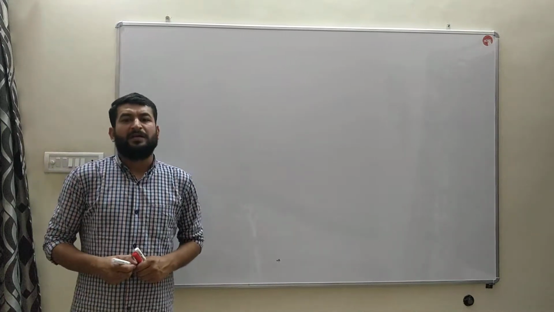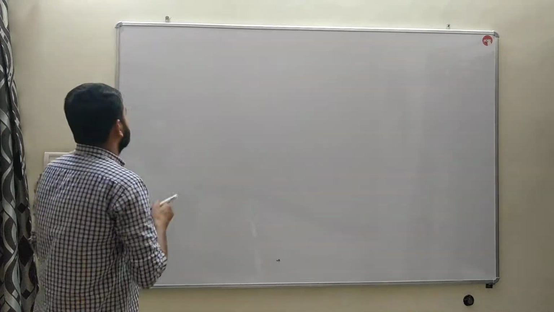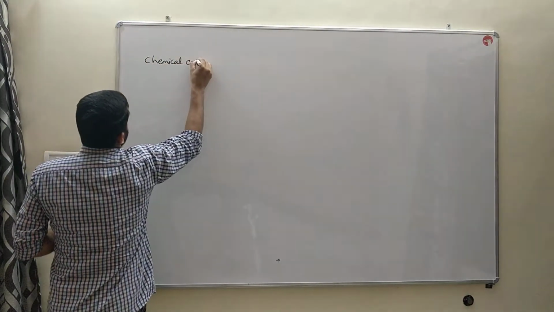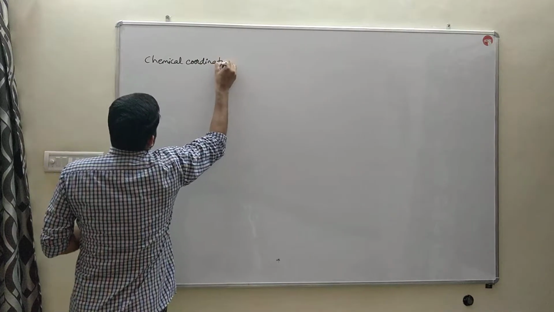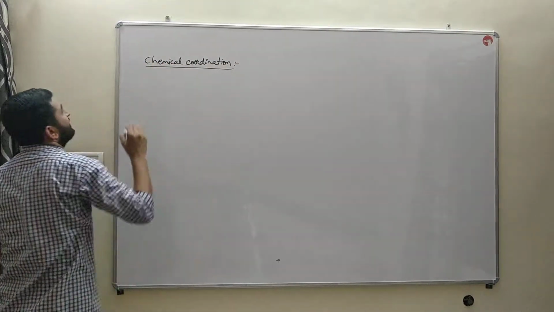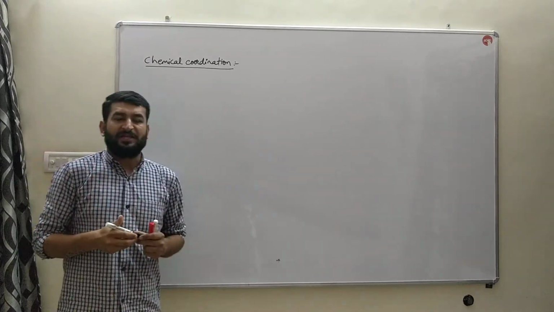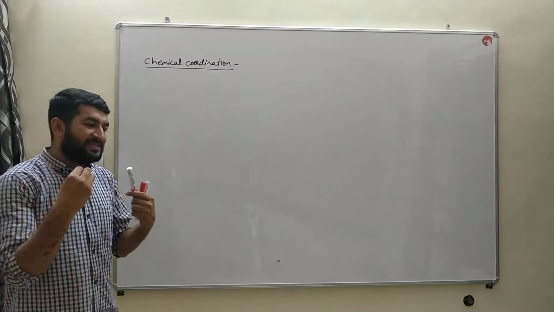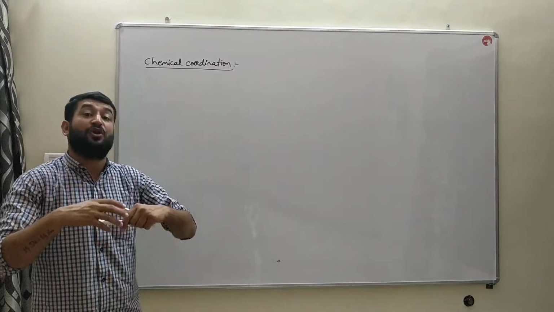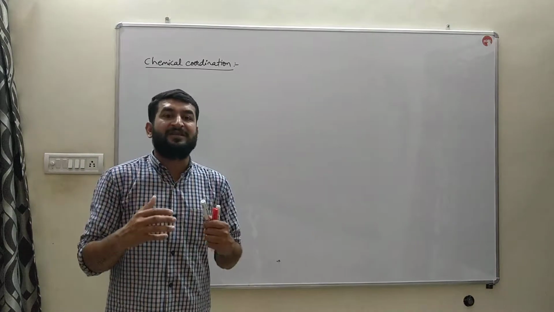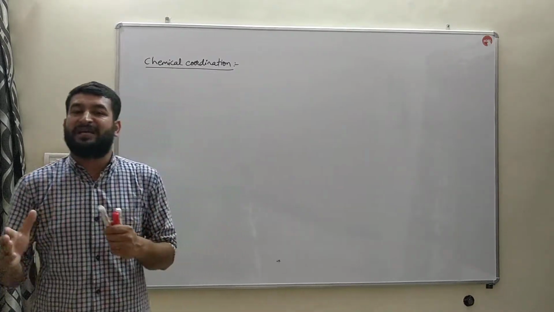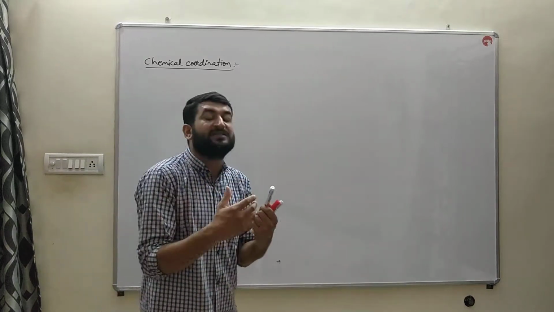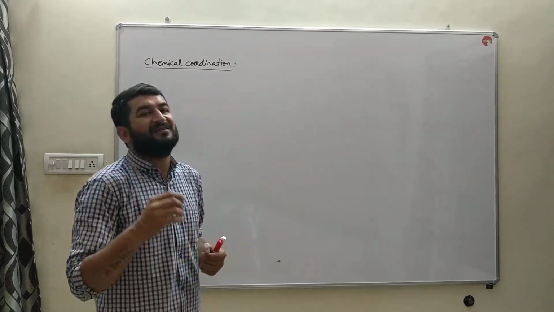Hello children. In this video, we will discuss chemical coordination in humans. For chemical coordination, we have specialized organs in our body named glands. These glands are specialized cells, specialized tissues, or specialized organs which secrete certain chemicals for various metabolic activities, and those chemicals are known as hormones. And these specialized structures are known as glands.